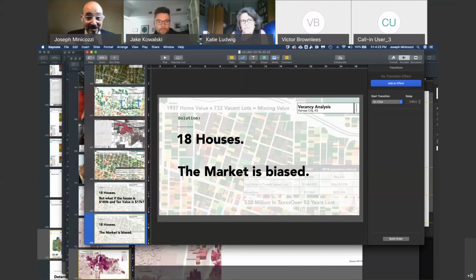Oftentimes what you'll find is, and I'm saying this as a planner, in a lot of cities planners have no idea about the financing side. So this is where you can step in and help your peers get a deal done.